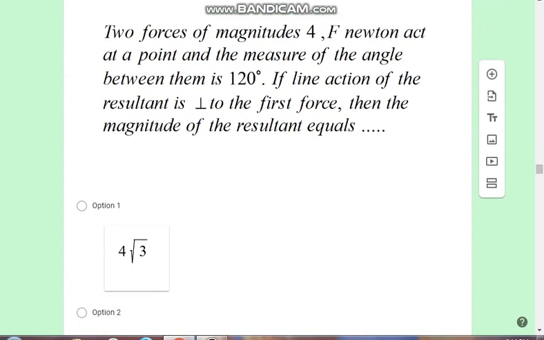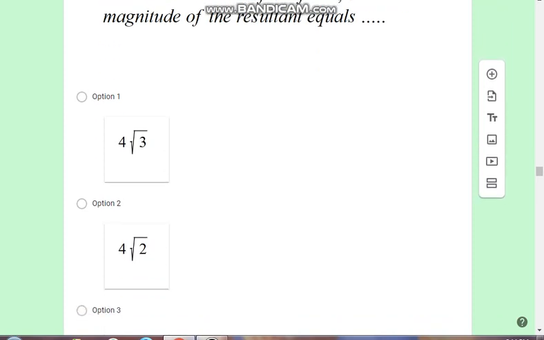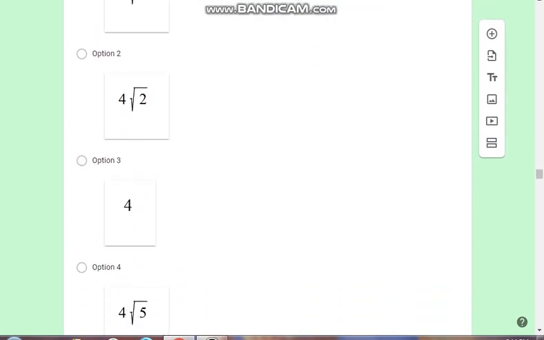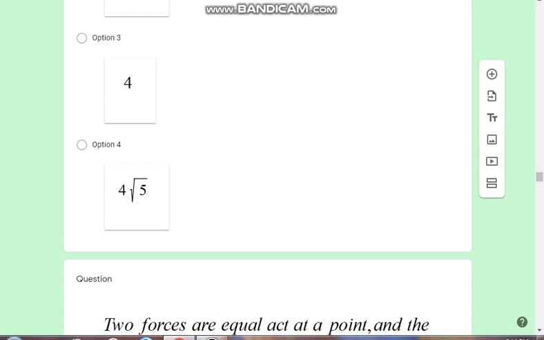The next: two forces of magnitudes 4 and F Newton act at a point and the measure of the angle between them is 120 degrees. If the line of action of the resultant is perpendicular to the first force, then the magnitude of the resultant equals 4 root 3, 4 root 2, 4, or 4 root 5.